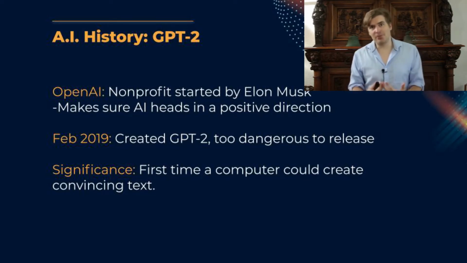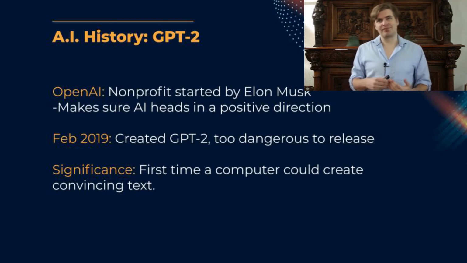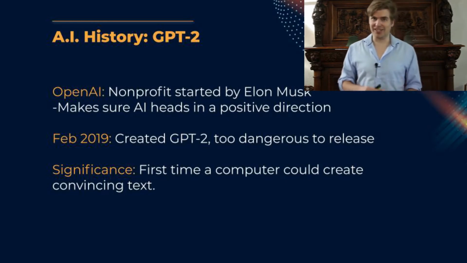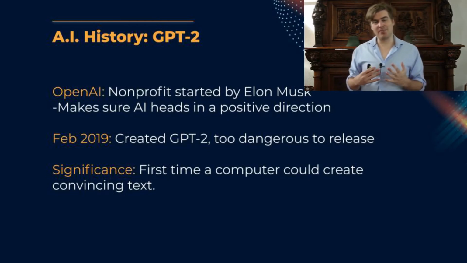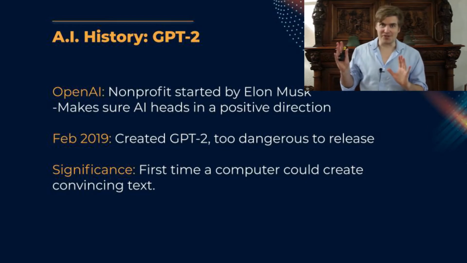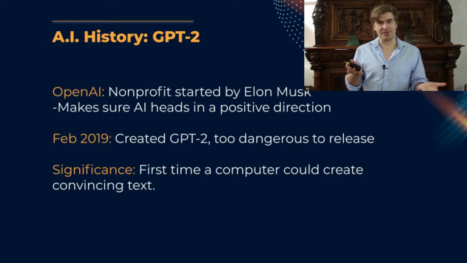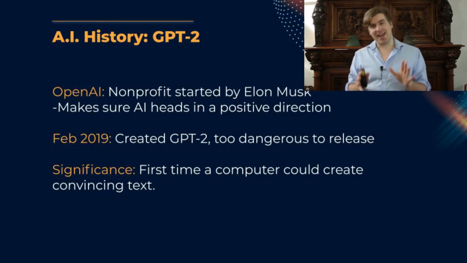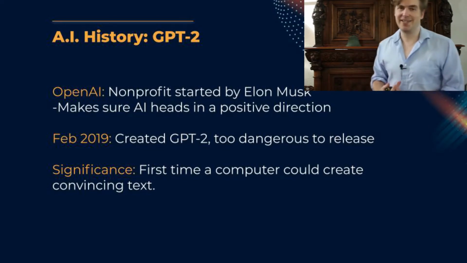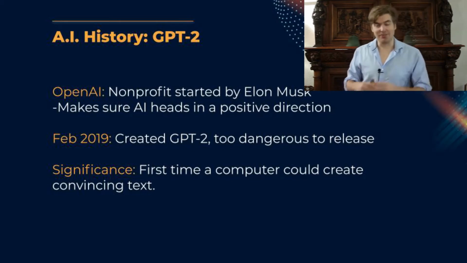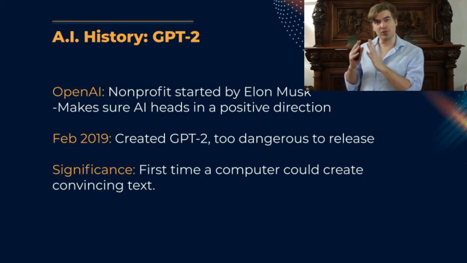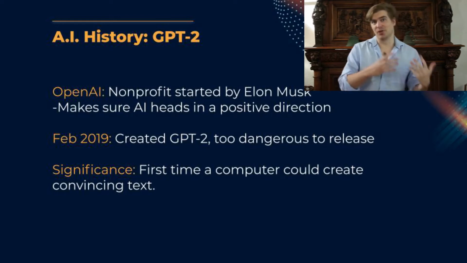So in February of 2019, OpenAI created GPT-2, and they said that it was too dangerous to release because they thought that people would use it to create fake news because it can generate documents instantly, and so they thought that people would flood the internet with fake news. So that didn't happen, but this was a really significant development in AI because it was the first time a computer could create text that looks human.